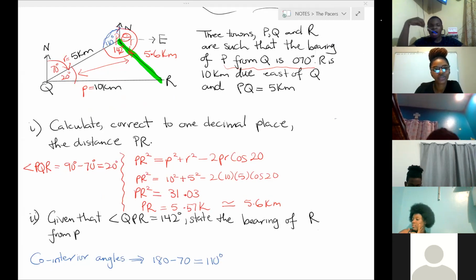I think after that, since it's a full circle now, we can add up 110. Very good. 140.